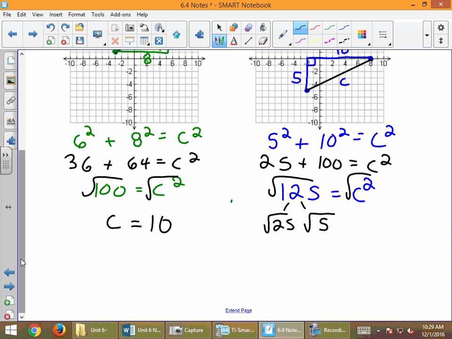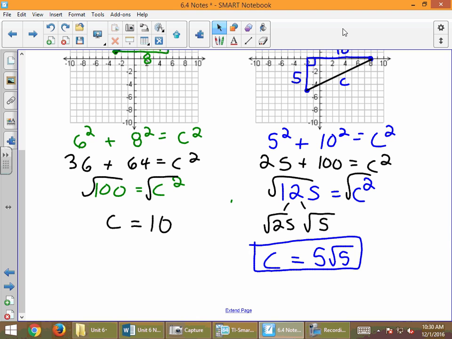5 is not. Can I do the square root of 25? Yes, you can. So I know C is going to equal, square root of 25 is 5. What's the square root of 5? Does that reduce? Stays the same. Goes inside. So the distance is 5 radical 5.